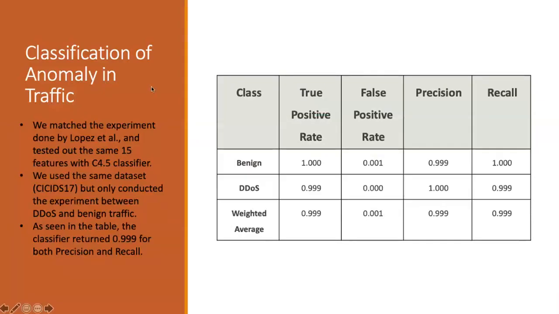Here is our last experiment, which is to classify the anomaly. We matched the experiment done by Lopez et al. and tested it out with the C4.5 classifier. We used the same dataset, which is the CIC-IDS2017, but we could not truly replicate it due to the big size of the datasets. Our experiments showed that C4.5 returned really good results with 0.9999 precision and recall with high true positive rates and low false positive rates as seen in the table here.